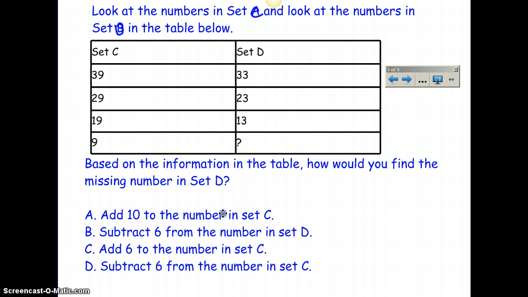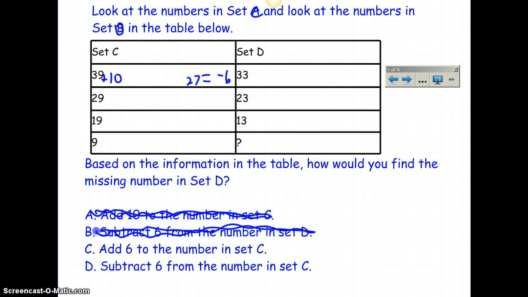Add 10 to the number in set C. So if I take set C and I add 10, does that give me 33? No, so that's not a choice. Subtract 6 from the number in set D. So if I do this, 33 minus 6, what does that equal? I'm going to give you some time to figure that out. That's 27. So that does not work.